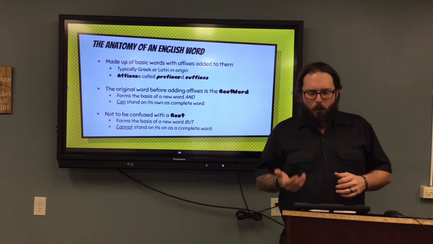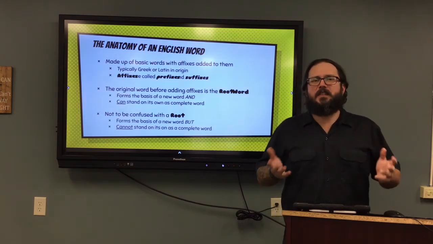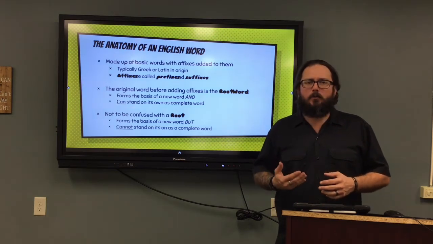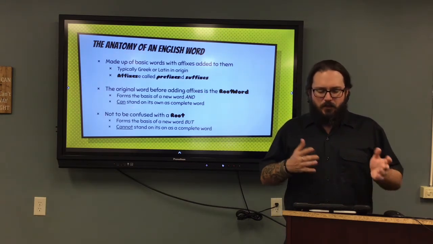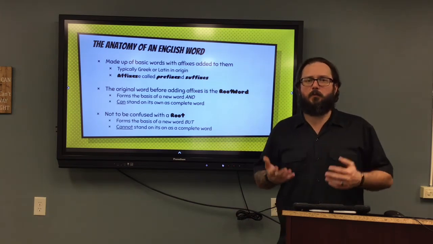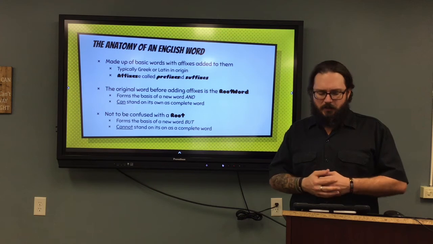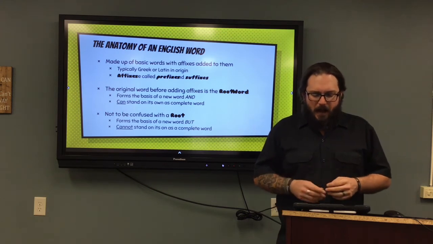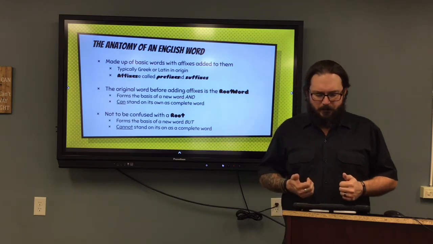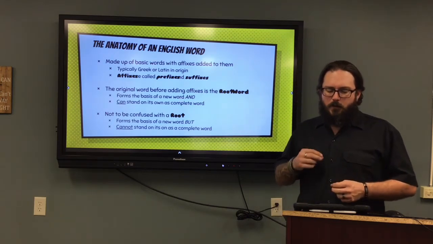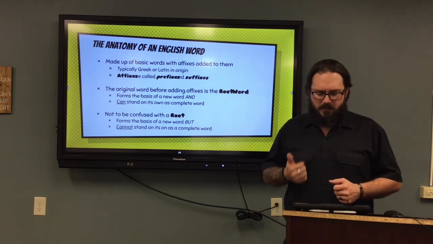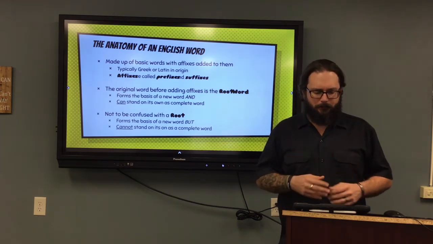So the original word, before adding anything to it, is what is known as the root word. A root word will form the basis of a new word, and it can stand on its own as a complete word. We'll look at some examples here in just a moment. However, root words should not be confused with roots. While a root forms the basis of a new word, it cannot stand on its own as a complete word.